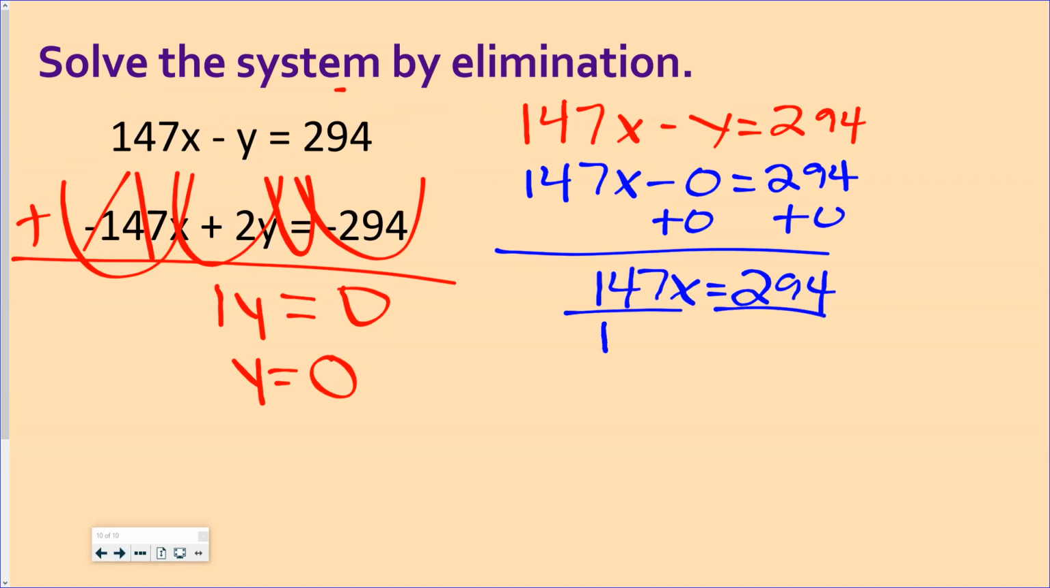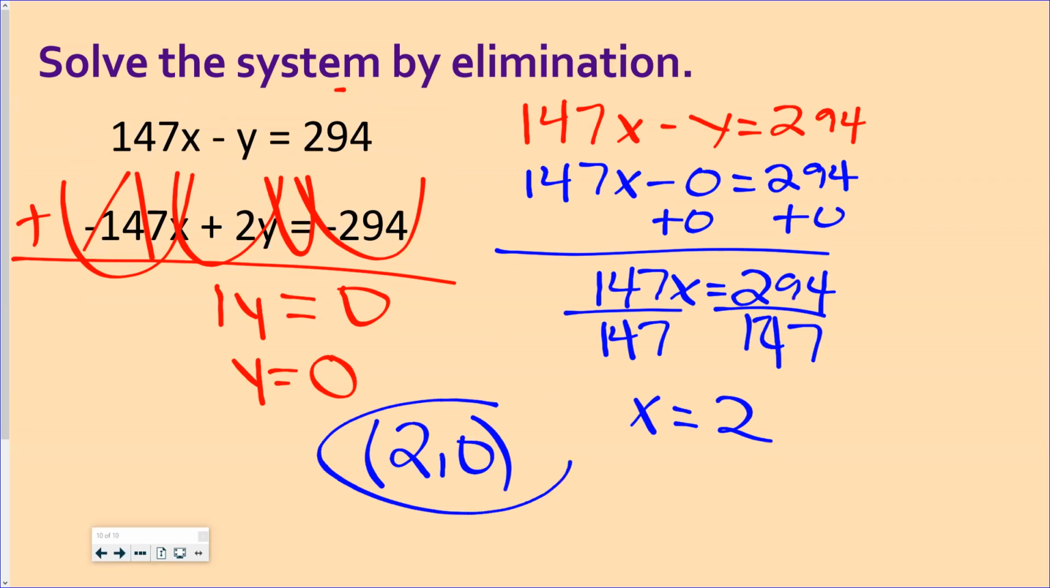I then divide everything by 147, and that's going to give me x equals 2. So then my final answer is 2, 0.